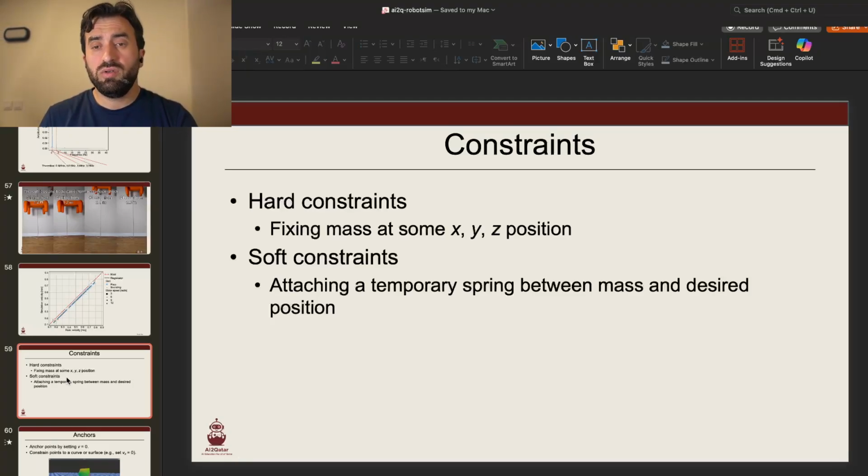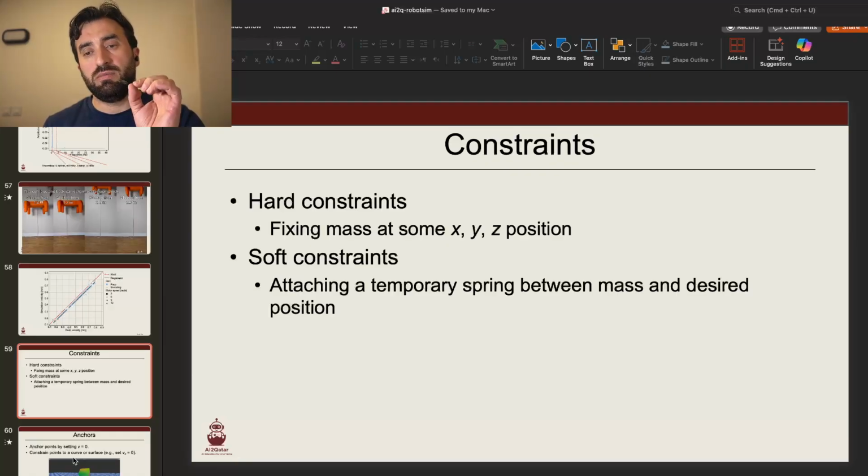When you're simulating a robot, you can create constraints as you wish and as needed. One way of creating a constraint is fixing a mass at some x, y, z position. Or you can create a soft constraint, for instance, attaching a temporary spring between a mass and a desired position. So that particular mass goes back and forth between that position and the length of the spring.